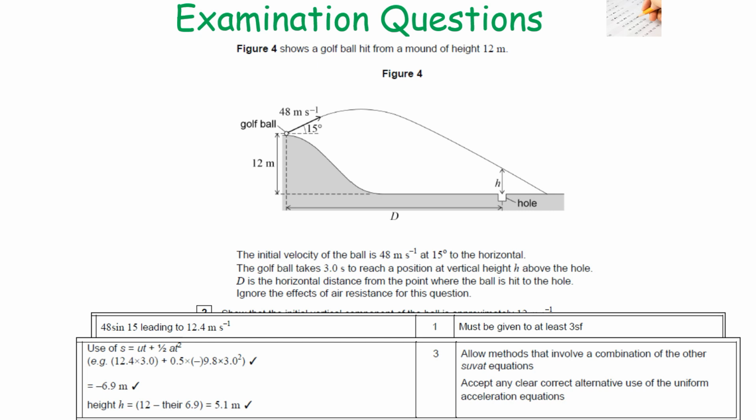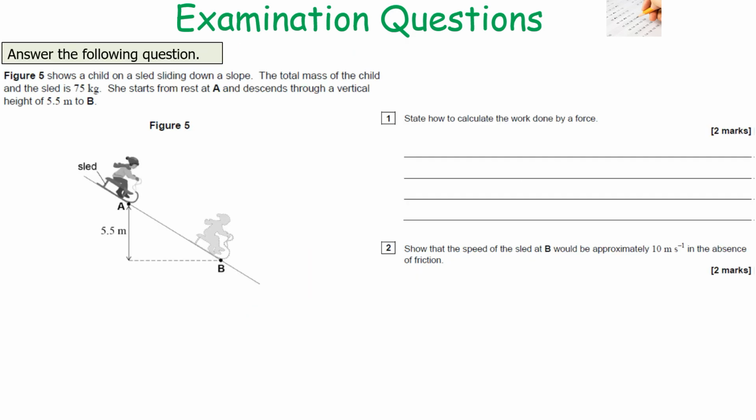So when we start our answer off at 12 and it's lost 6.9, so therefore it's now at 5.1 meters. Our next question says, figure 5 shows a child on a sled sliding down a slope. The total mass of the child and the sled is 75 kilograms. She starts from rest at A and descends to a vertical height of 5.5 meters to B.